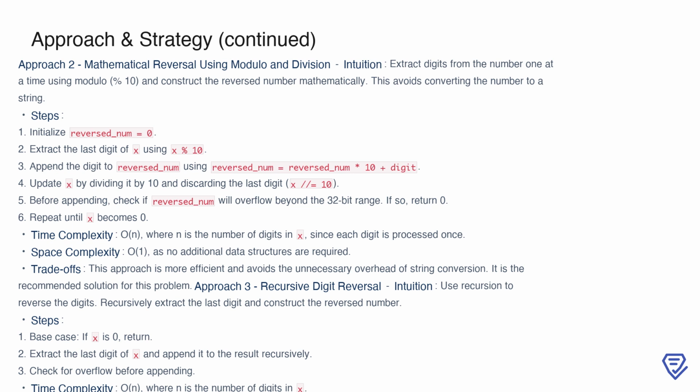While there's also a recursive approach that performs digit reversal, it uses the same mathematical operations but adds recursive function call overhead. This increases memory usage, making it less efficient.